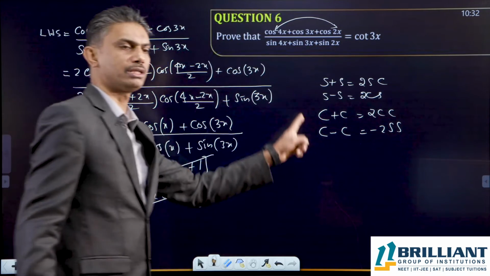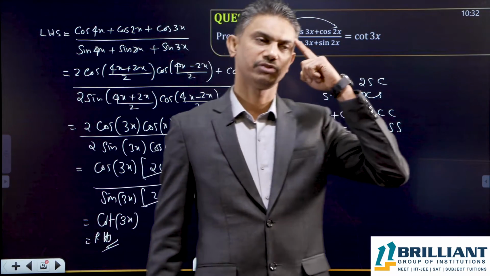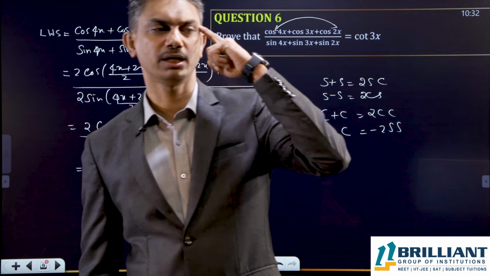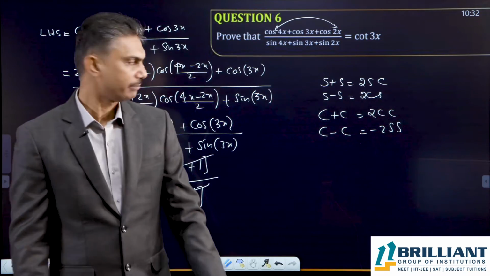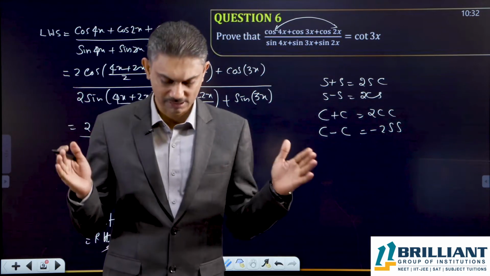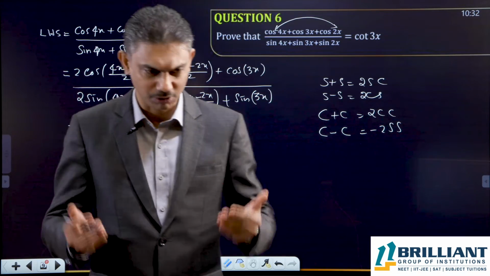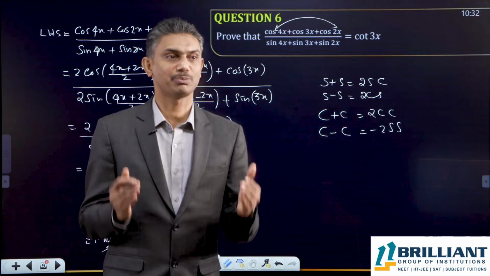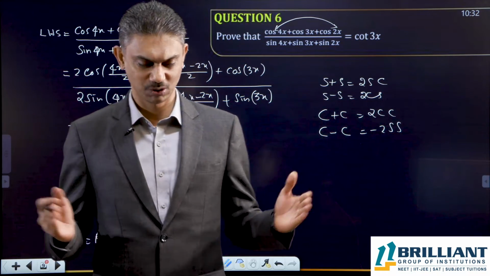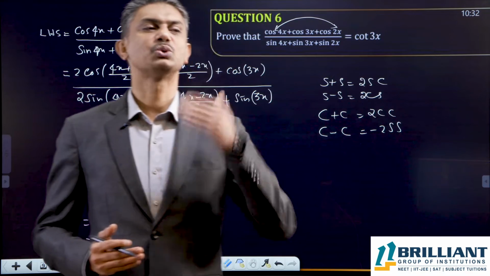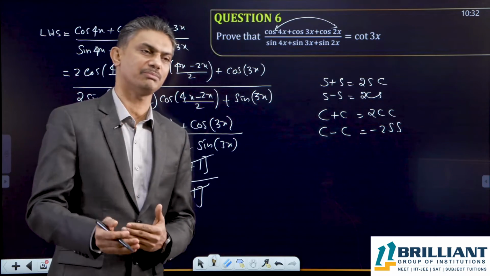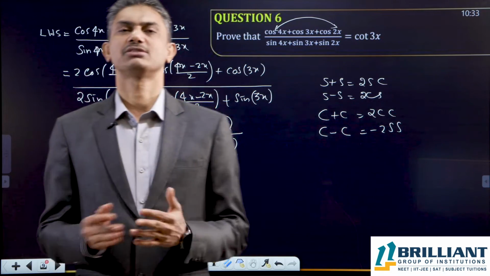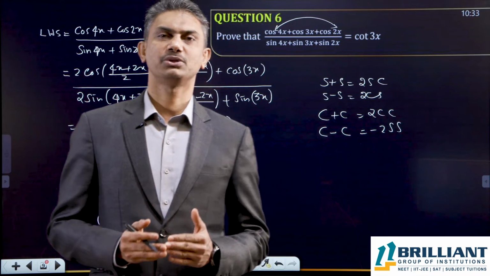So, this is the important set of formulas. I told you in the very beginning, those who have not memorized the formula, it will be a waste of your time. Sin c plus sin d is 2 sin c plus d by 2 into cos c minus d by 2. Sin c minus sin d is 2 cos c plus d by 2 into sin c minus d by 2. Cos c plus cos d is 2 cos c plus d by 2 into cos c minus d by 2. And cos c minus cos d is minus 2 sin c plus d by 2 into sin c minus d by 2.